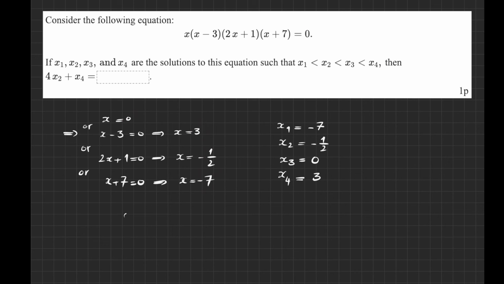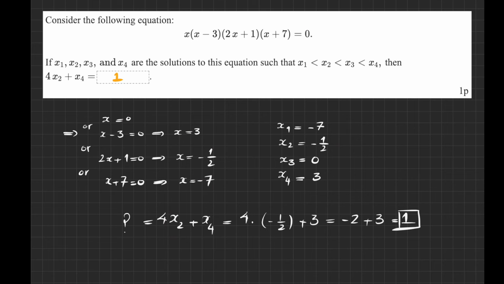And now the question is 4 times x sub 2 plus x sub 4. So this becomes 4 times x2 is minus 1/2 and x4 is 3. So it becomes 4 times minus 1/2 plus 3. But 4 times minus 1/2 is minus 2 plus 3, so the answer is simply 1. And this is the number that I have to type here.